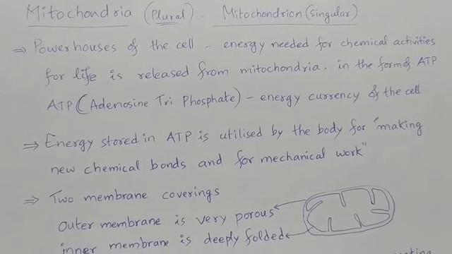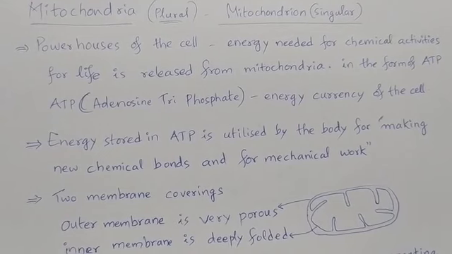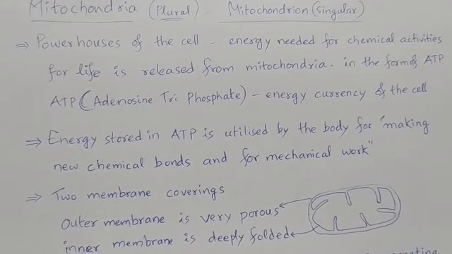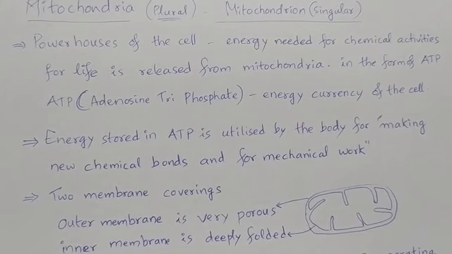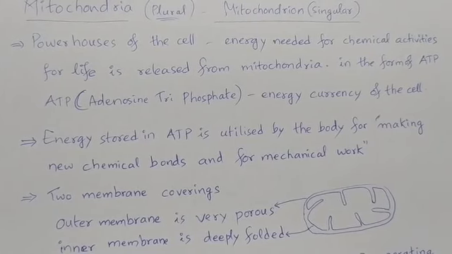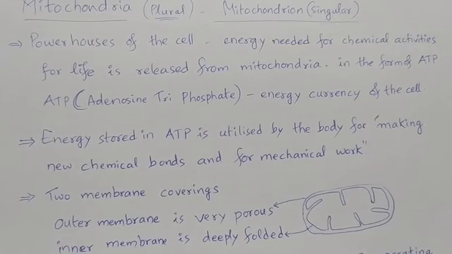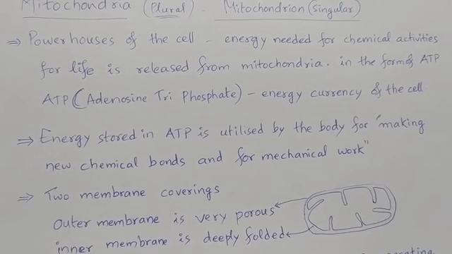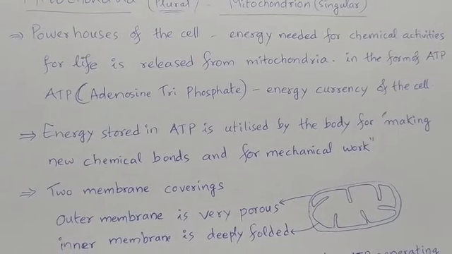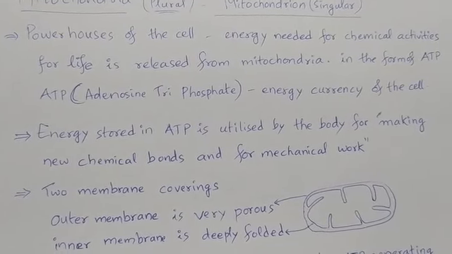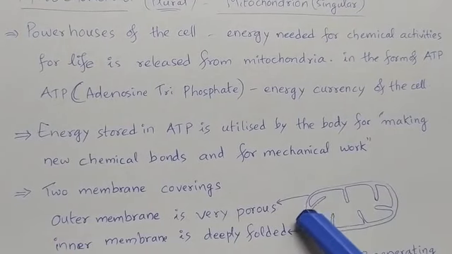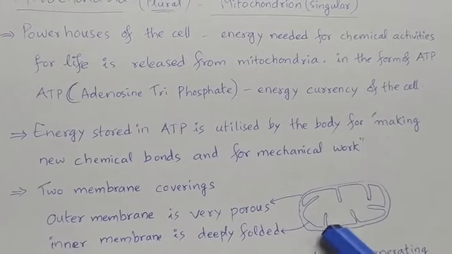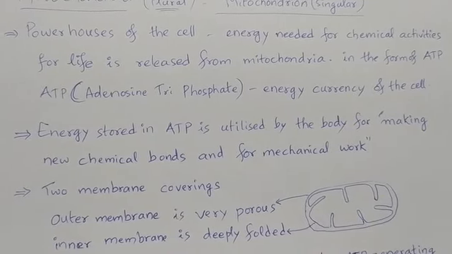The outer membrane is very porous, meaning many tiny pores are there in the outer membrane, so as to allow certain materials to enter inside the mitochondria and certain materials to leave the mitochondria. And the inner membrane is deeply folded. Deeply folded means, here you can see, this is one folding, this is one folding, this is one folding, this is one folding.